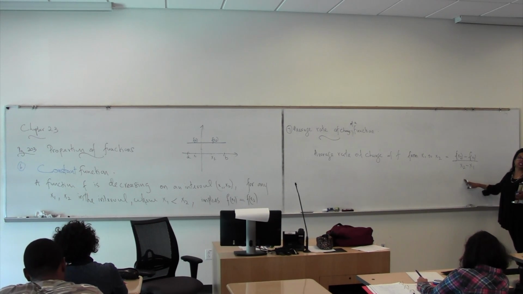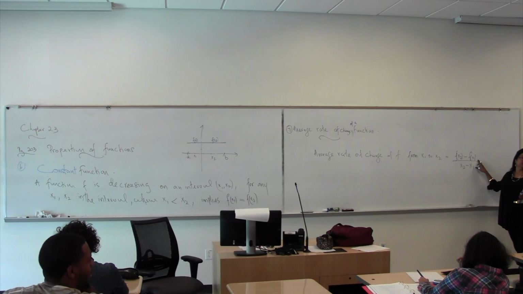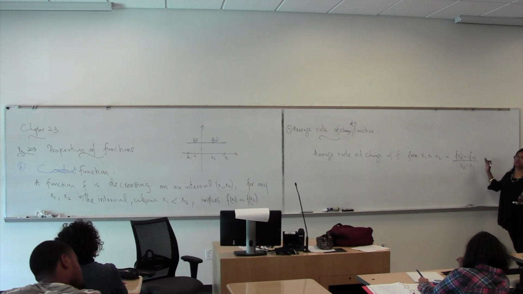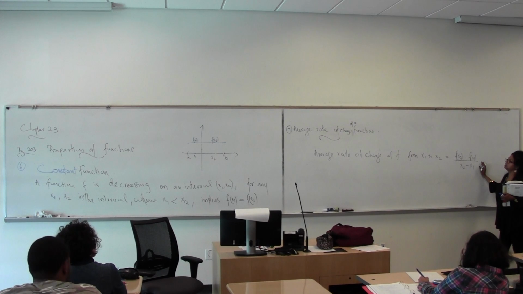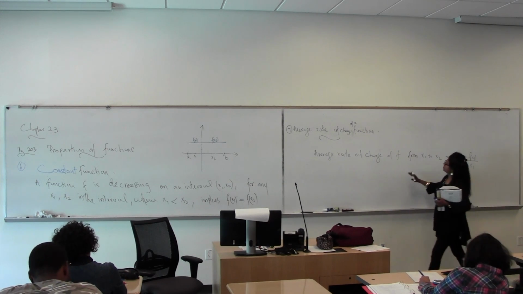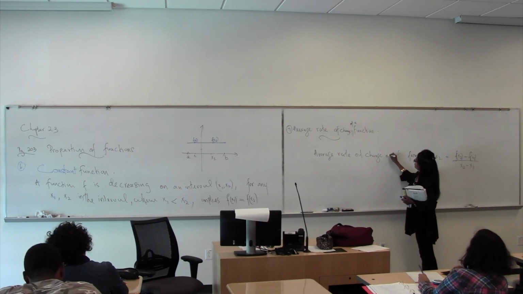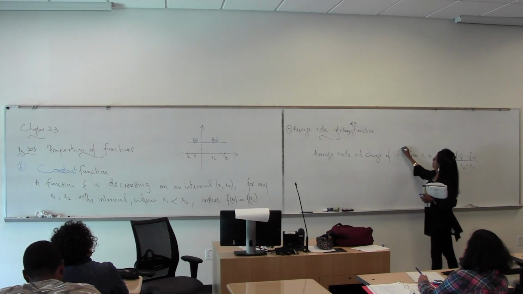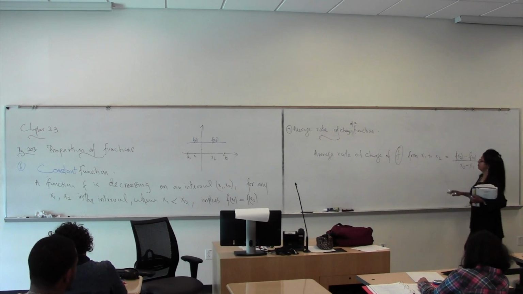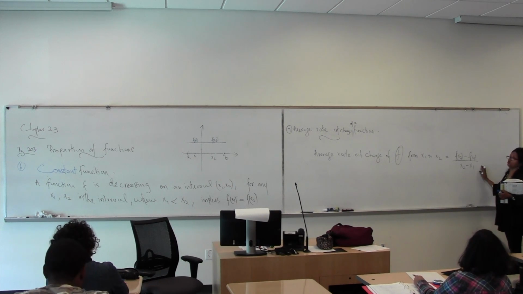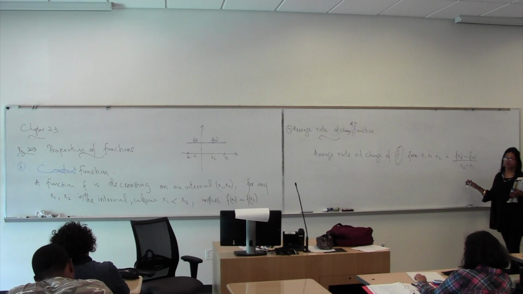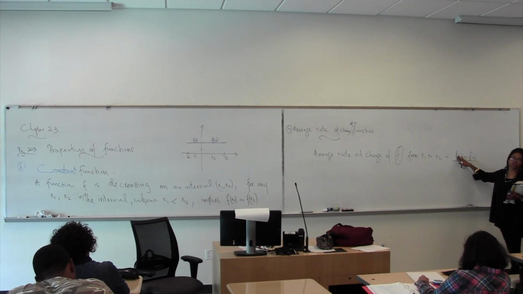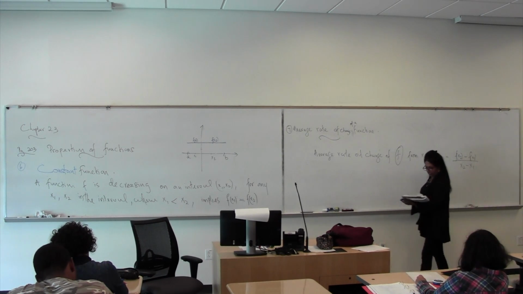So if it's a straight line, what are we talking about here? Slope. So again, average rate of change of a function means we are going to use this formula. This is like the slope of a function. Only thing is that we know this means the y2 value. Okay. So let me do an example here.